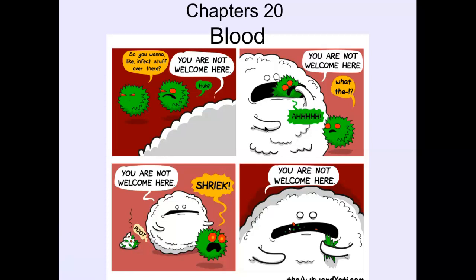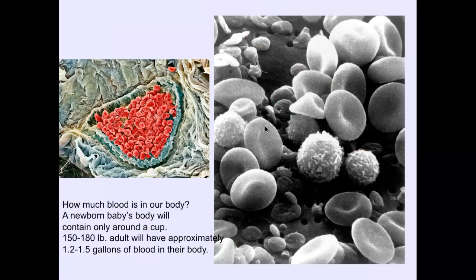The wastes and nutrients are also carried around in your blood. Hormones, antibodies, anything you take into your body is going to travel through the blood all around the body. So if we look at defense, there are the leukocytes and our antibodies and complement. Let's just take a look at a picture of blood.